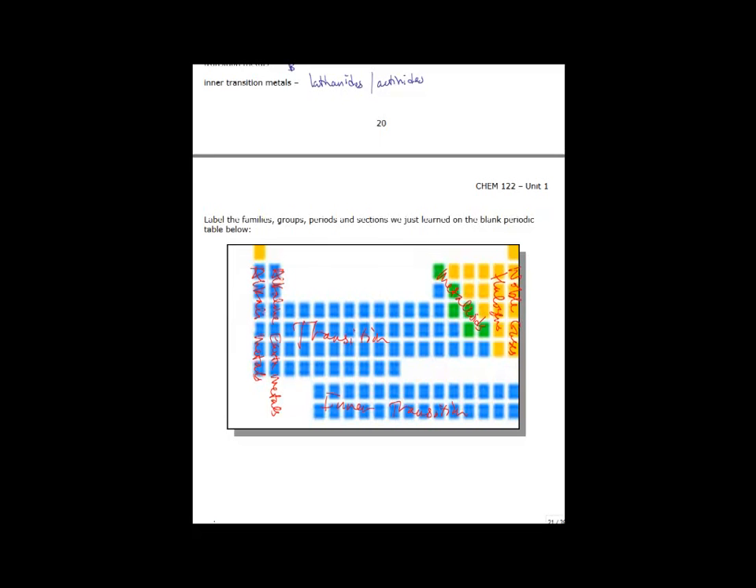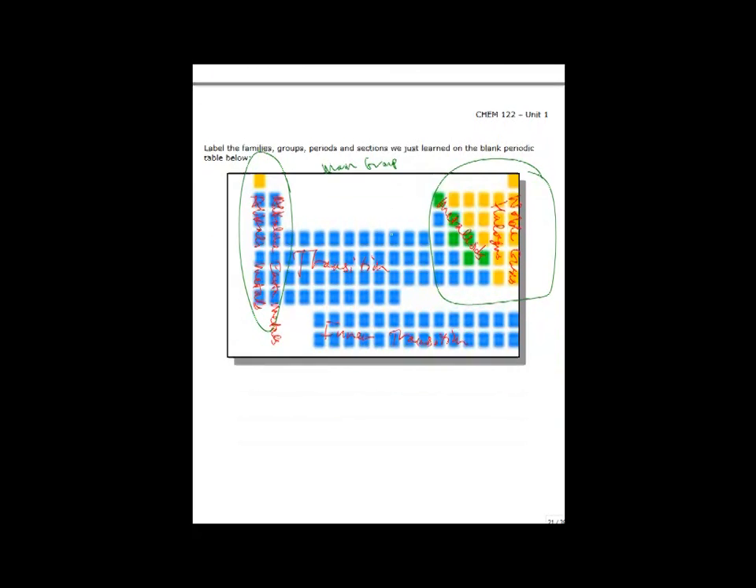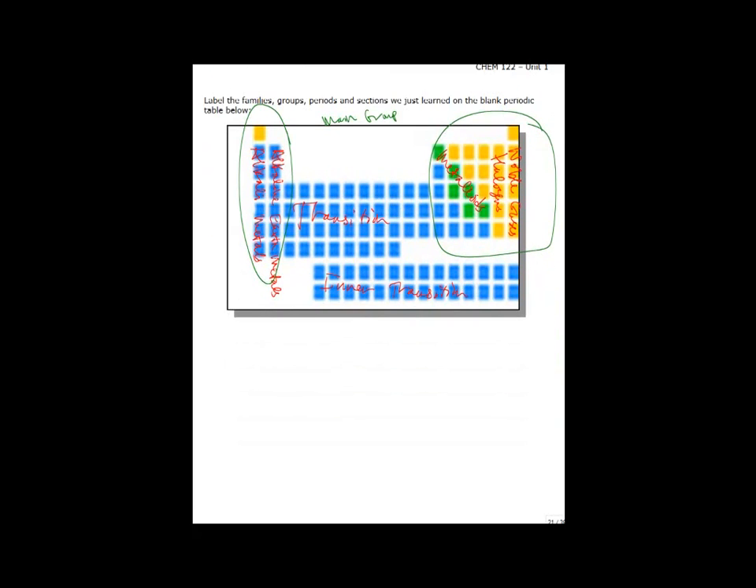Okay, so I put alkali metals, alkaline earth metals, transition metals, inner transition metals, metalloids, halogens, noble gases. Note that, I'll put this in green, these are main group in green, and the rest for transition. Just kind of an example question for you. I want you to identify a halogen that is in period 4.